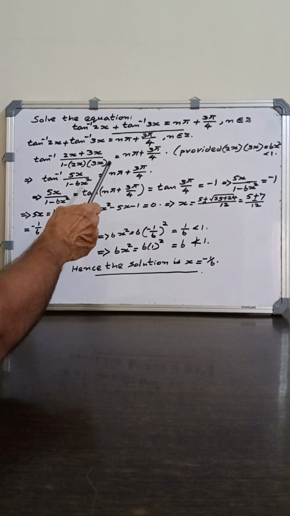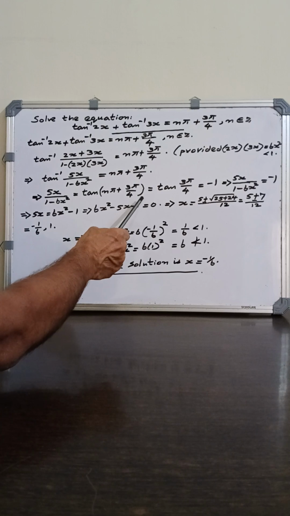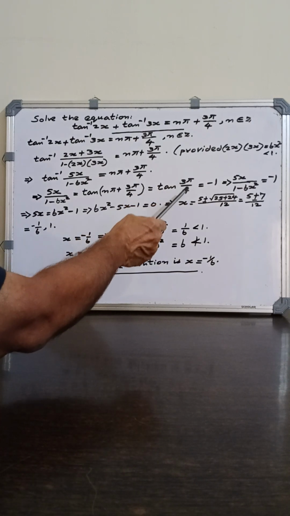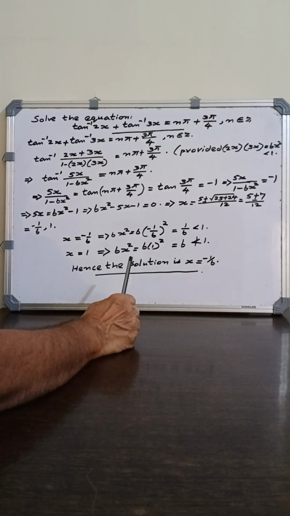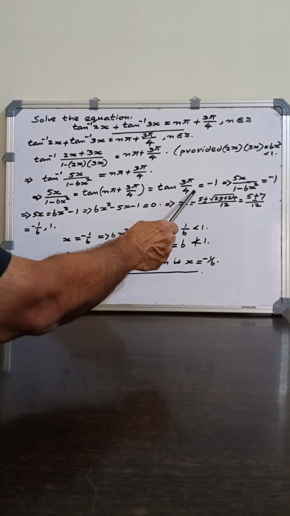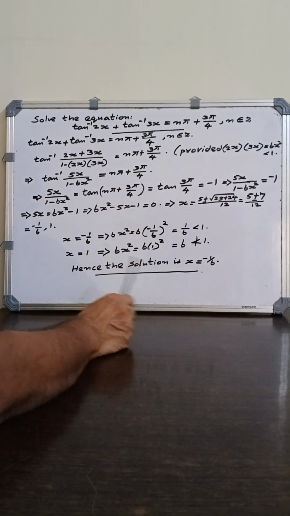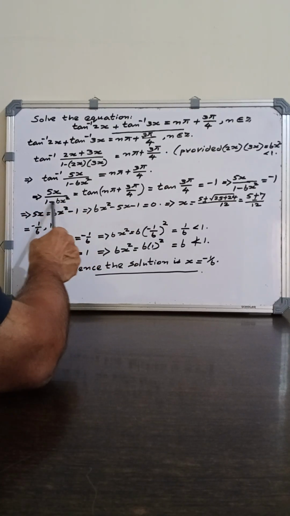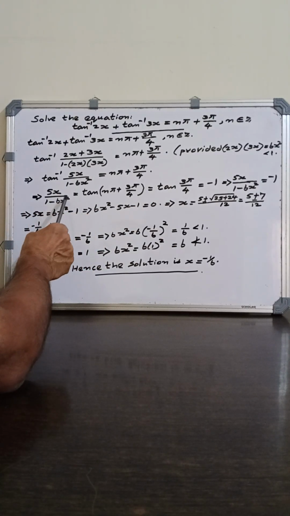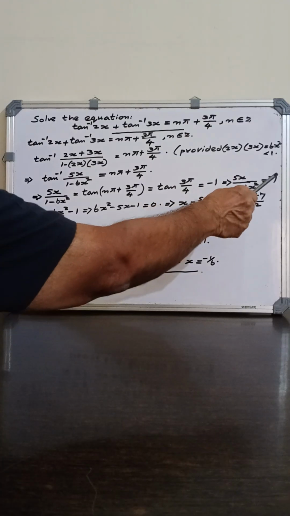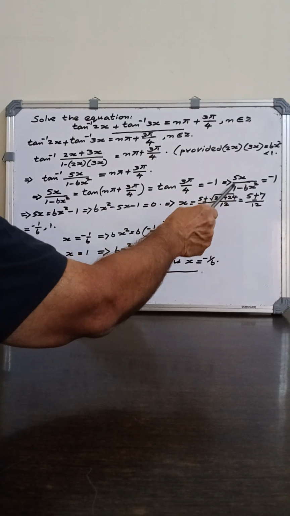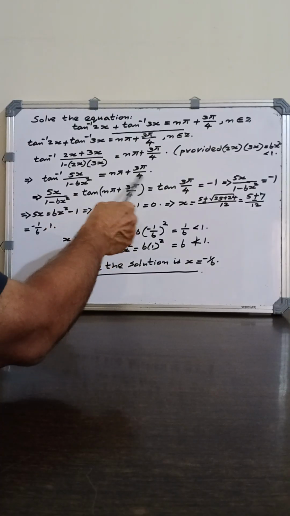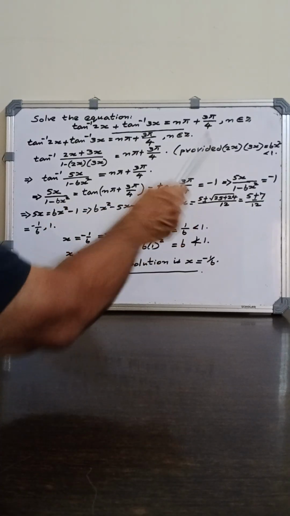That is tan of n pi plus 3 pi by 4. When we evaluate, we get tan 3 pi by 4, and tan 3 pi by 4 equals minus 1. Therefore, 5x by 1 minus 6x squared equals minus 1.